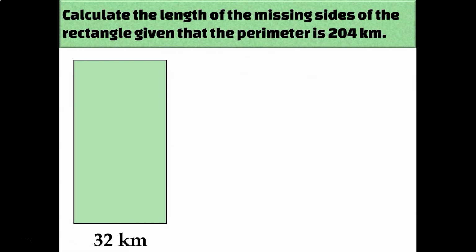On our next example, we have a rectangle, and its perimeter is 204 kilometers. And I know that one of its sides is 32. And what I need to calculate is the other side. Well, what's the formula for the perimeter of a rectangle? We don't really have one, right? You just add up all the sides, so perimeter equals base plus base plus height plus height.